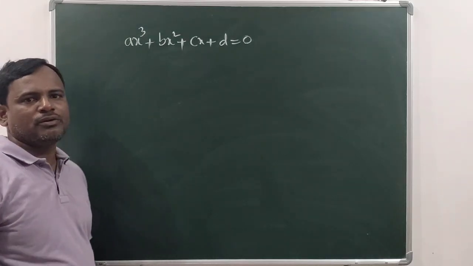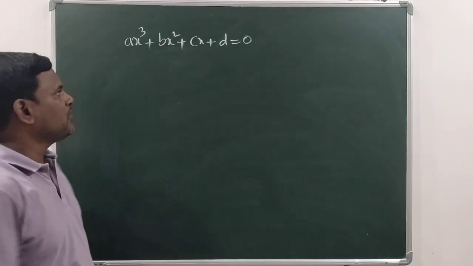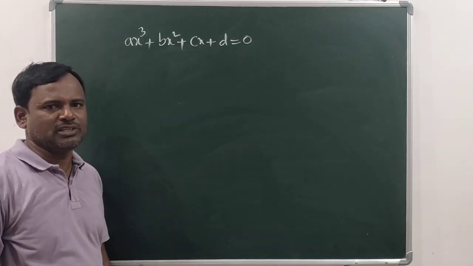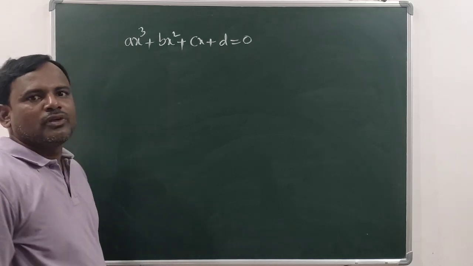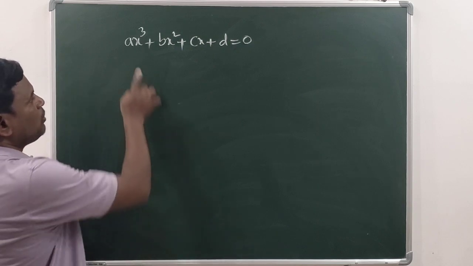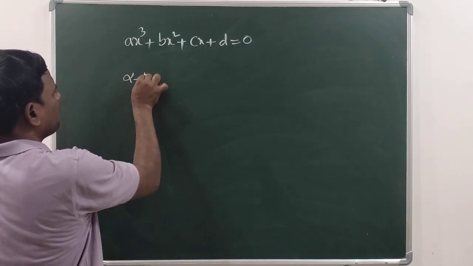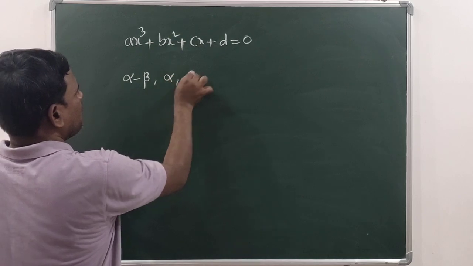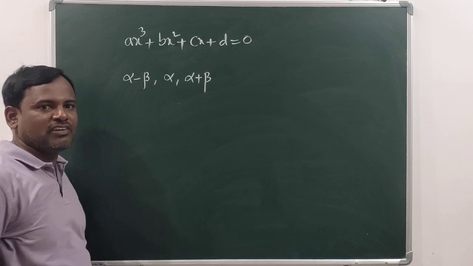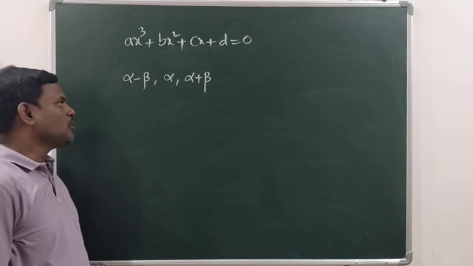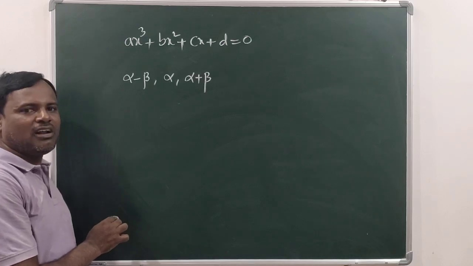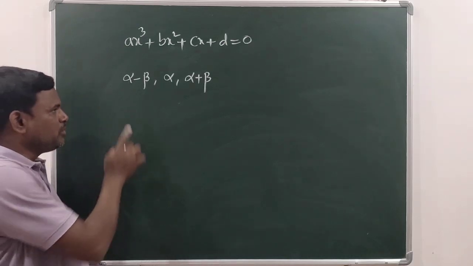So first, I would like to write a condition for this cubic polynomial equation if whose roots are in arithmetic progression. Here let us assume the roots of this cubic polynomial be alpha minus beta, alpha, alpha plus beta. When the roots of this cubic polynomial equation are in AP, you would have to consider such roots as alpha minus beta, alpha, alpha plus beta.